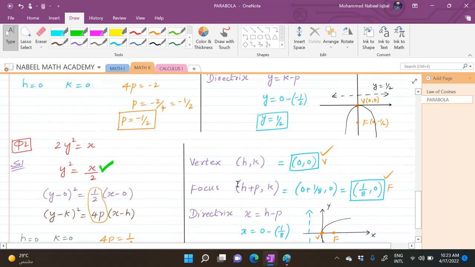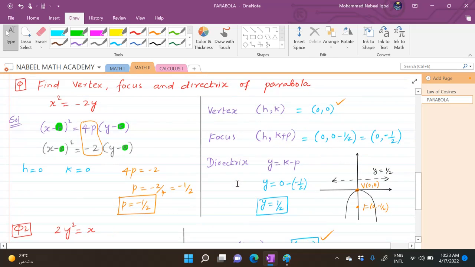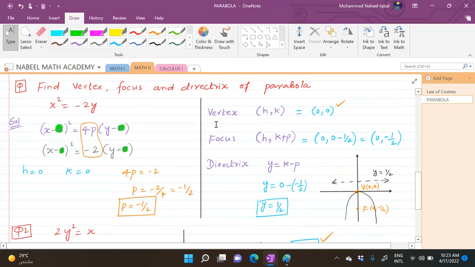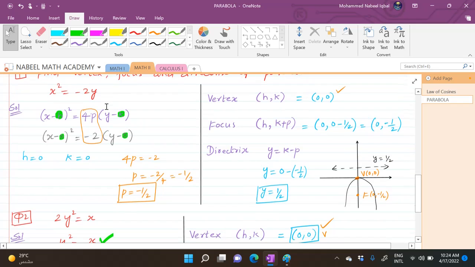So this is the basic introduction of the parabola. We have solved two problems. One is symmetric about the x-axis, another one is symmetric about the y-axis. Thank you.